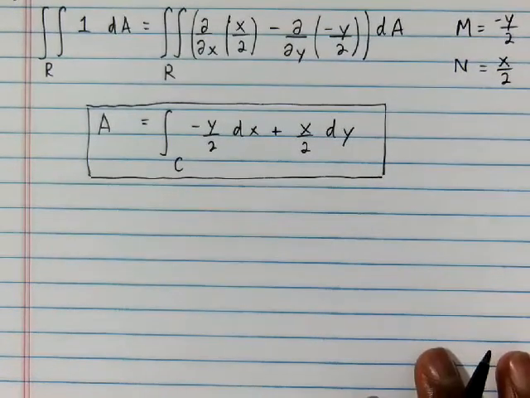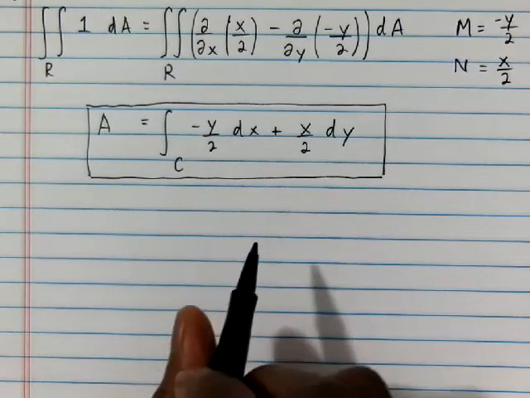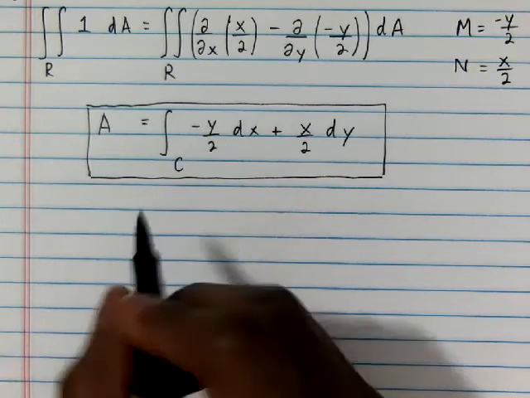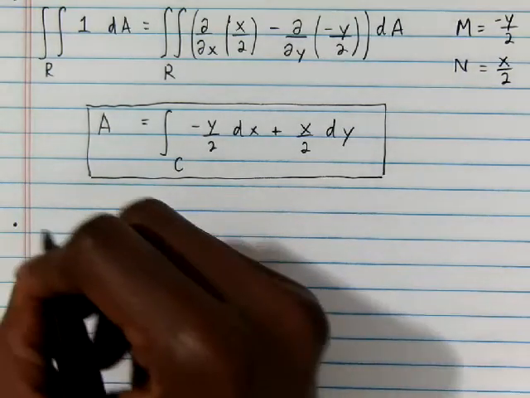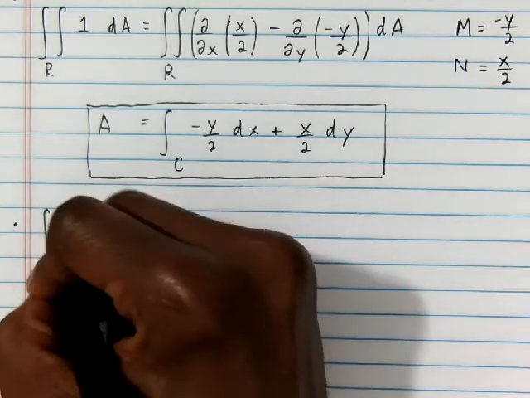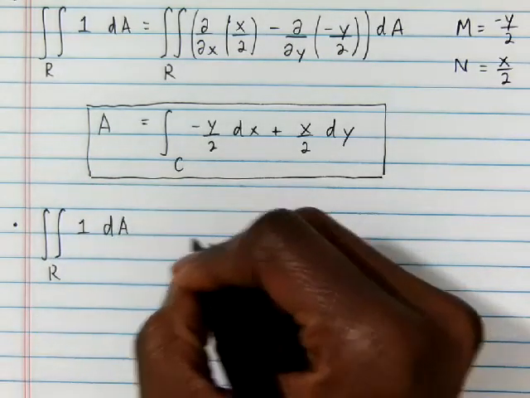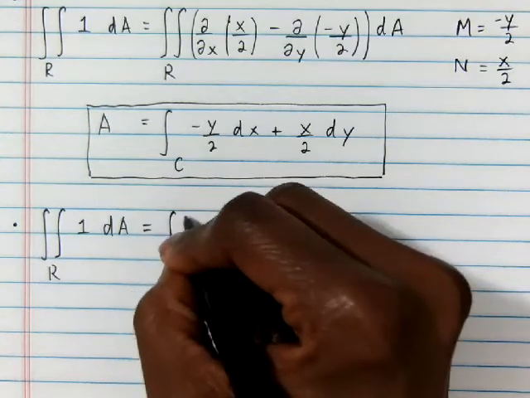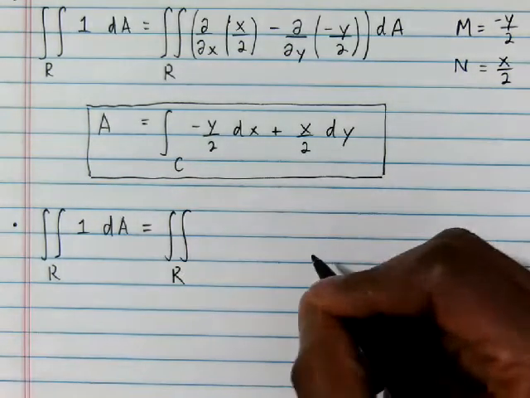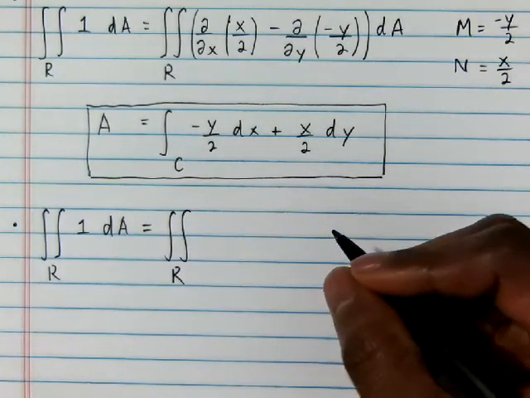And we'll do an example later so we can see how we pick between, say, this formula and the first one, or this last one that I'm going to write up. So again, the double integral over R of 1 dA. We know that's area. So let's rewrite the number 1 in a convenient form.